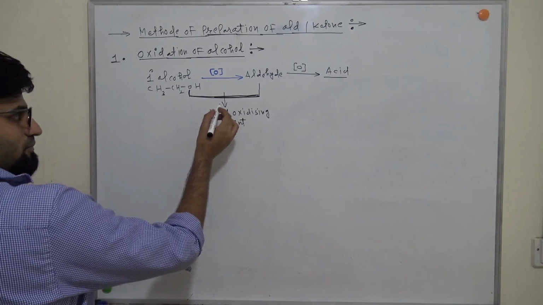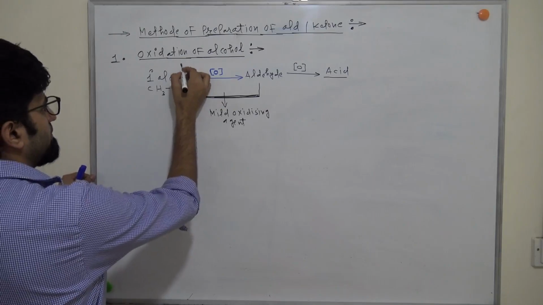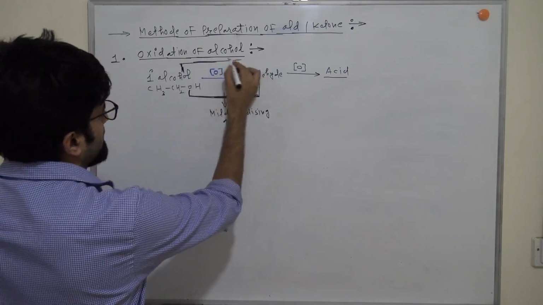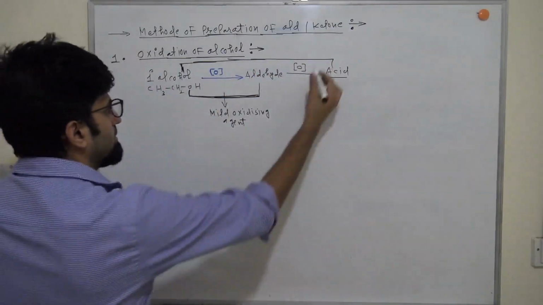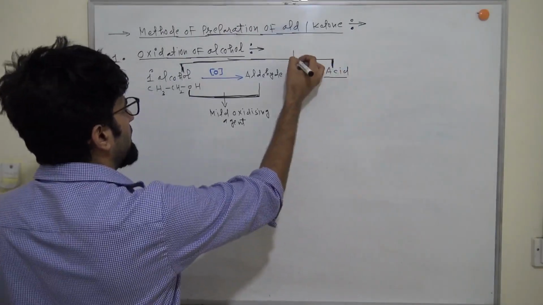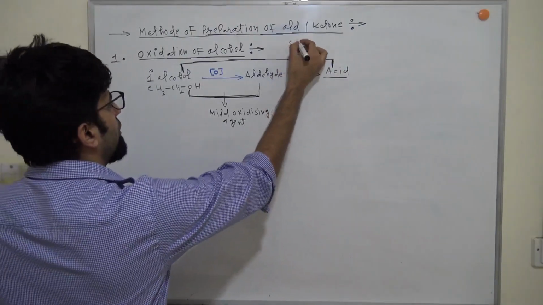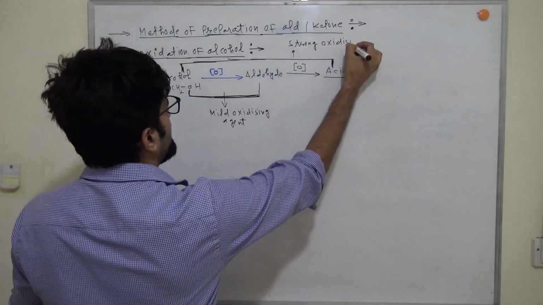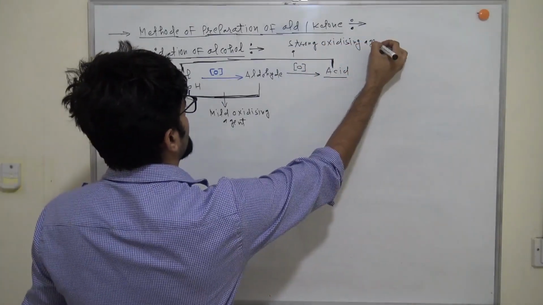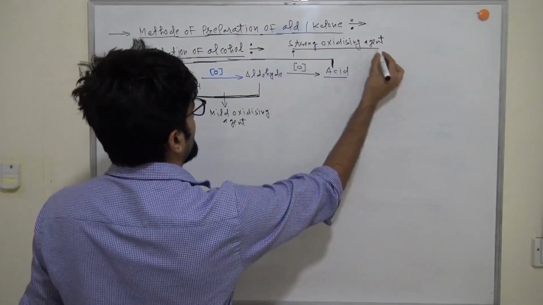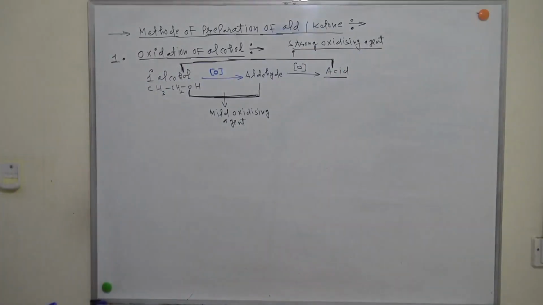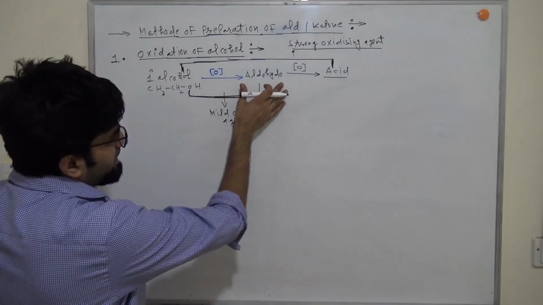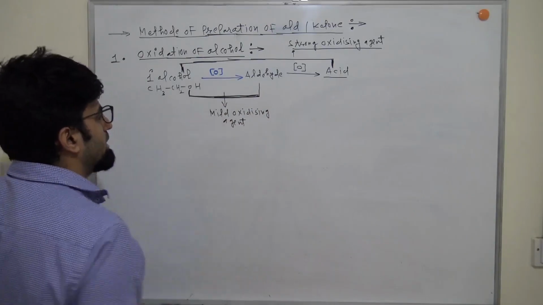But if you want to convert alcohol directly to acid, so what do we need? We need a strong oxidizing agent. Okay, directly to acid, so we need a strong oxidizing agent. Not a problem, right? So right now I'm discussing the method of preparation of aldehyde. So yes, we need a mild oxidizing agent.